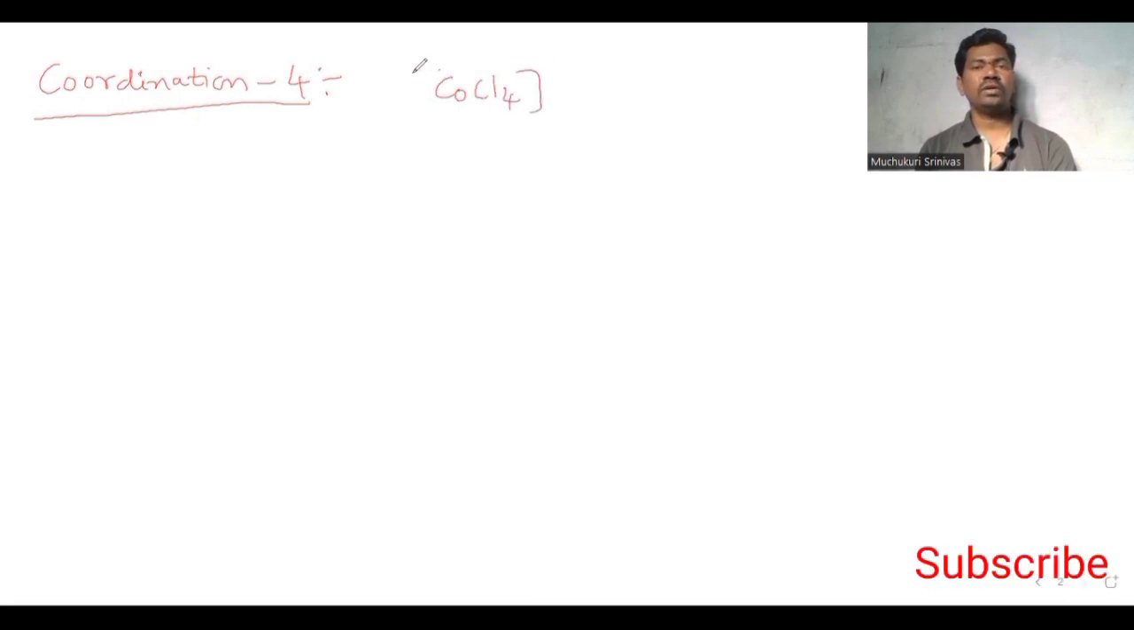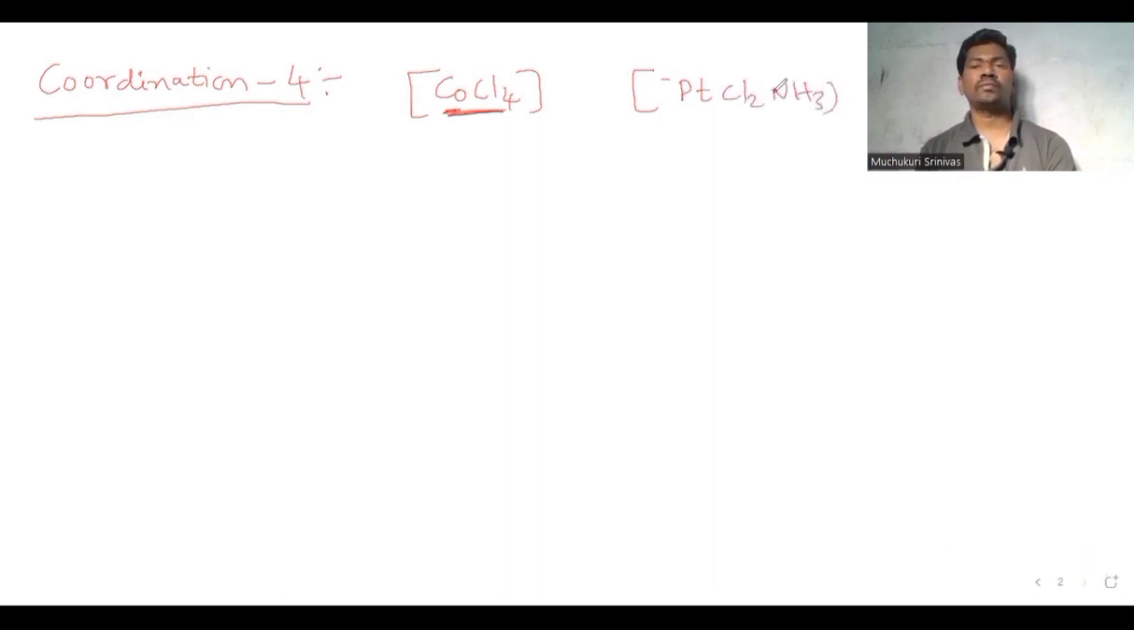For example, CoCl4. So here the coordination number of the metal atom is 4. Coordination number is generally the number of atoms surrounding the central metal atom. So our central metal atom is surrounded by ligands. Here the coordination number of cobalt is 4. In this type, how are these ligands arranged around the central metal atom? And in case of coordination number 4, there is another example.